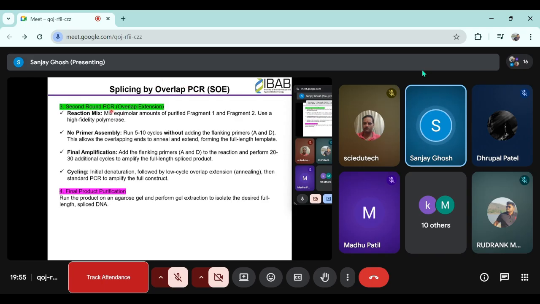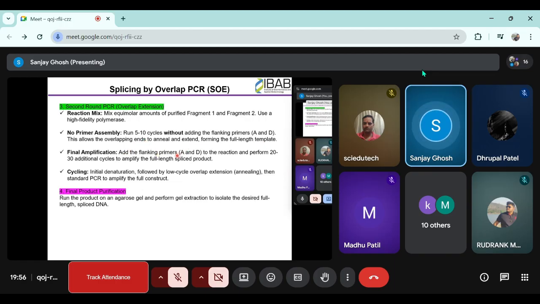This name overlap comes from the third step, which is also a second round PCR. What do you do? Now you mix equimolar amount, mole wise, not nanogram wise, right? You calculate moles and then you add equimolar amounts of purified fragment 1 and purified fragment 2. And now you run 5 or 10 cycles without any primer, right? And I will tell you why in a moment. Now this step allows these two fragments to anneal in the middle, forming a full-length template.